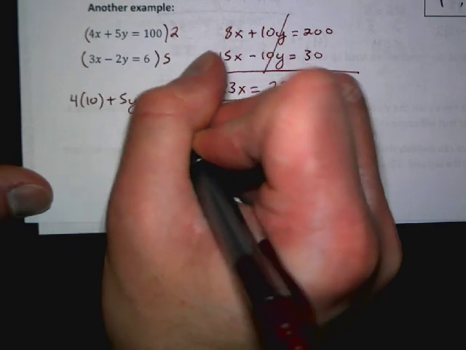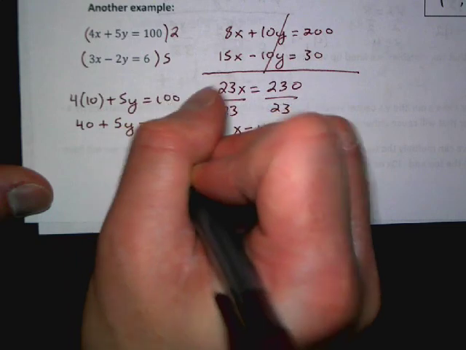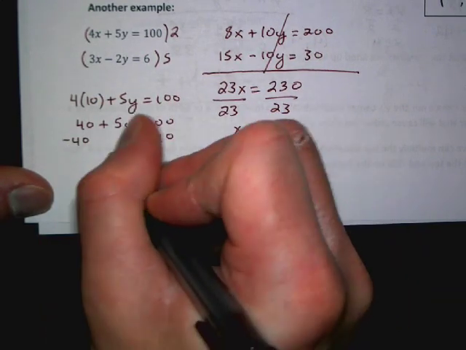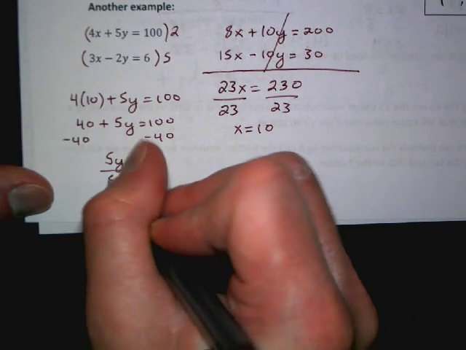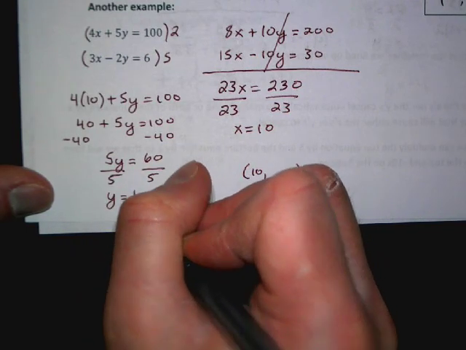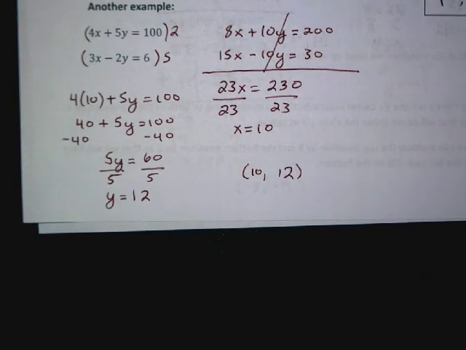4 times 10 for x plus 5y equals 100. So that becomes 40 plus 5y equals 100. Subtract 40. And now we have 5y equals 60, and then divide by 5. And when you do that, you get y is 12. So we get a solution of 10, 12. Okay, so you can use that to complete the homework that goes along with this.